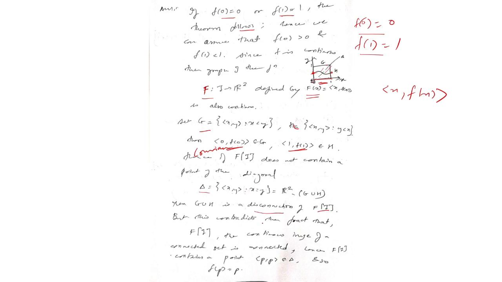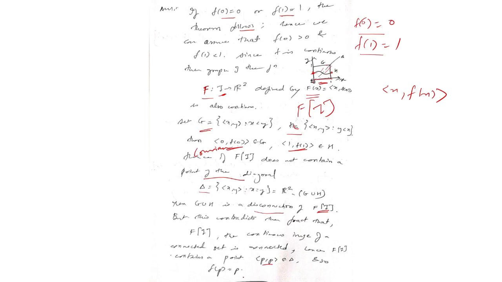Fine. But this contradicts the fact that the continuous image of a connected set is connected, right? If we take these two sets G and H, and f of I does not contain any point of the diagonal, then G and H form a disconnection of f of I, which is a contradiction. Why? Because the continuous image of the connected set I, that is f of I, should also be connected. Hence, this point P comma P should belong to the diagonal.